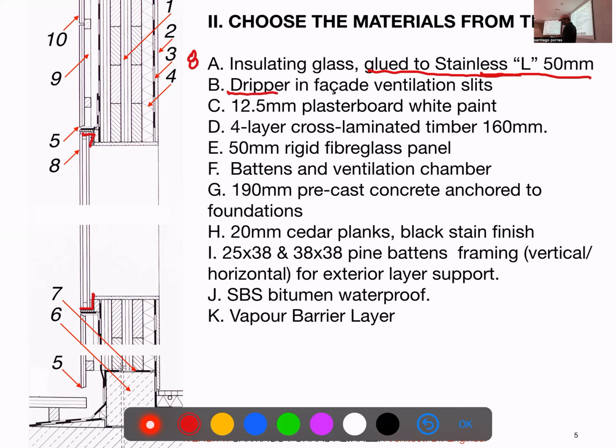B, dripper in facade ventilation slits. So we see one slit for ventilation, another slit on the bottom, and one repeated number, which is at the tip. So I would bet the dripper is 5. Then we have 12.5 millimeter plasterboard, white paint. We know the interior, right? So this will be the finish, which is number 2.